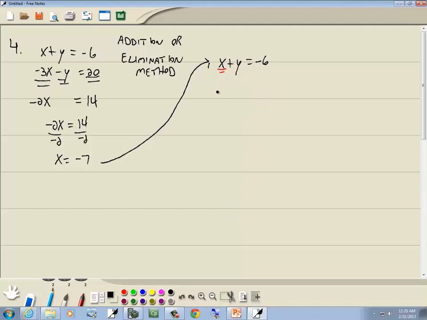We just said x was equal to -7. I didn't carry the negative down in 6 there. So I take -7 over, and it becomes a +7, and we get y is equal to 1. Which gives us -7 and 1. And that's our answer.